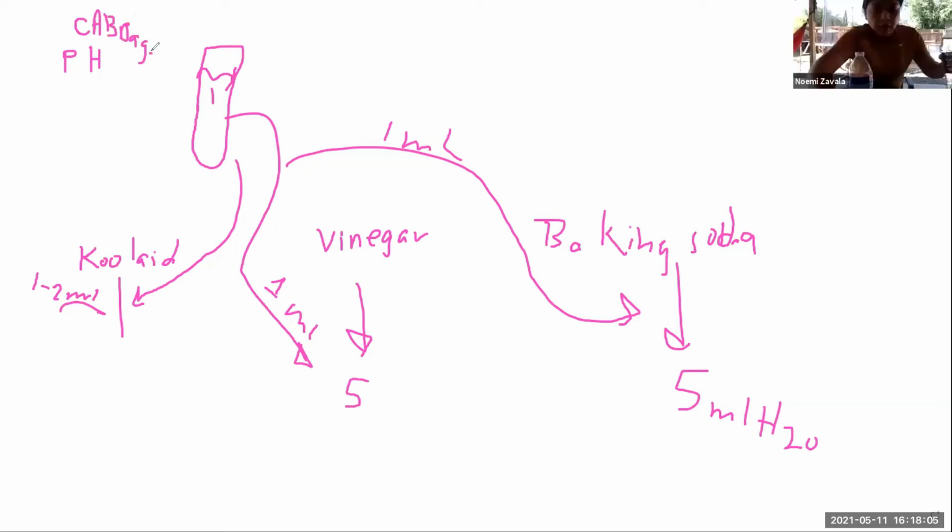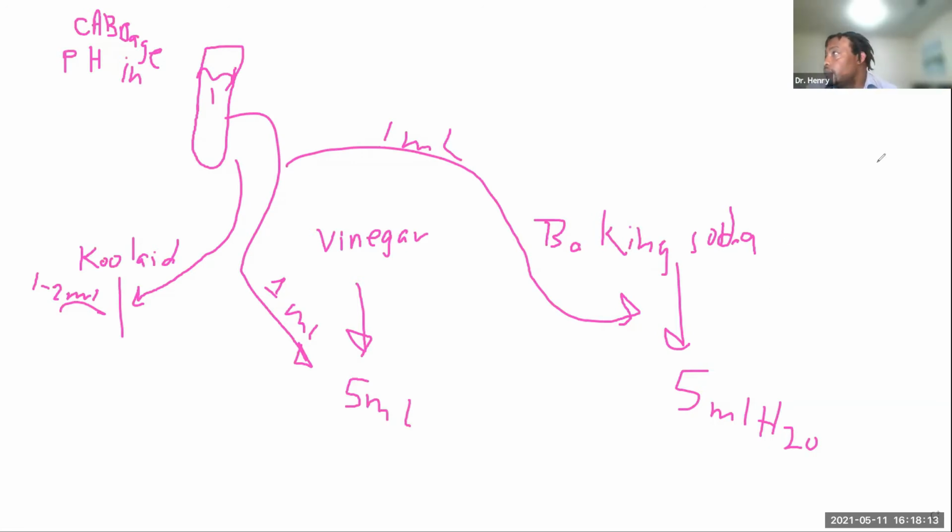Dr. Henry, how much vinegar do we put on this? On what? You said to put it in here, right? In your conical tube, yes. Put 5 mils of vinegar in your conical tube. It's going to be for the last solution, right? This one, like the one that you're showing us?